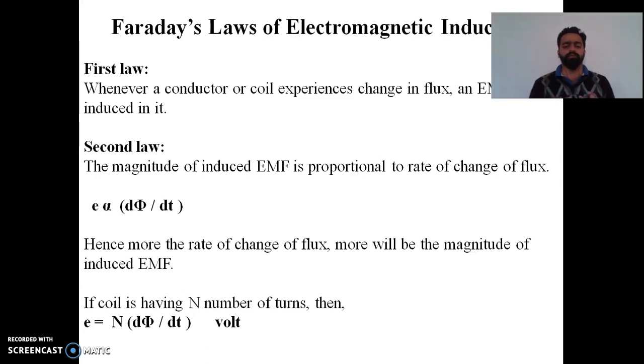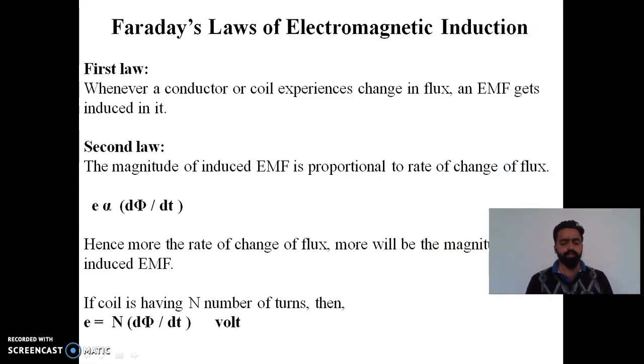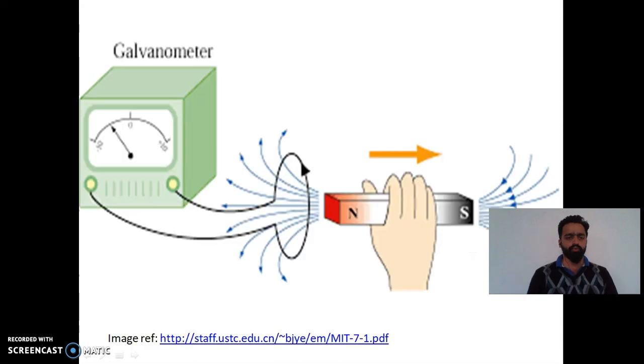On same basis, he also stated second law, and as per second law of Faraday, the magnitude of induced EMF is proportional to rate of change of flux, that is E is proportional to d phi by dt, where phi is flux. Now if you are having a coil of N number of turns, then by simple formula, the magnitude of induced EMF can be given as E is equal to N d phi by dt. Unit of EMF induced is volt.